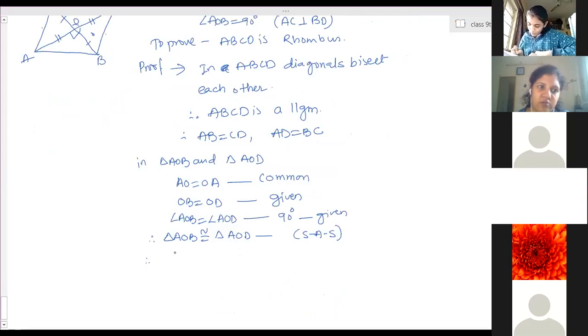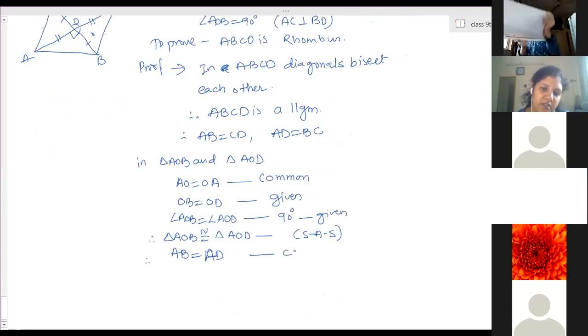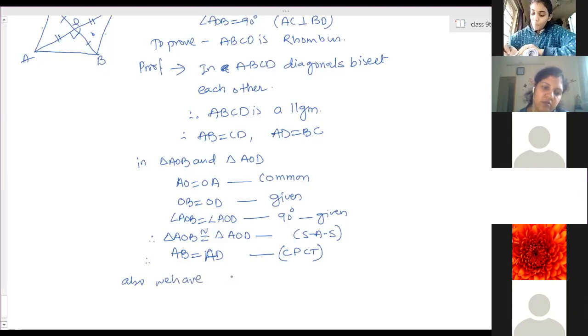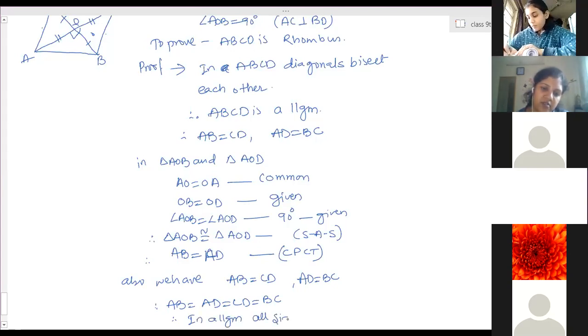And therefore, AB is equal to AD by CPCT. Also, we have AB is equal to CD and AD is equal to BC. Therefore, AB is equal to AD is equal to CD is equal to BC. In a parallelogram, all sides are equal. Therefore, ABCD is a rhombus. Clear?